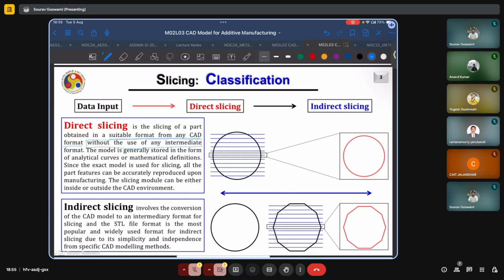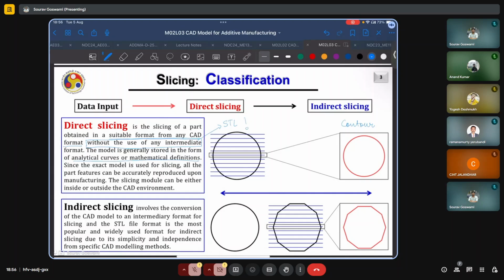What is an intermediate format? The STL approximation. The exact model is generally stored in the form of analytical curves and mathematical definitions. And since the exact model is used for slicing, all the part features will be accurately reproduced. Here we have the example of a sphere, which in 2D appears like a circle. And if we slice it directly from the exact 3D representation, then in each contour, what I will obtain is an exact circle.